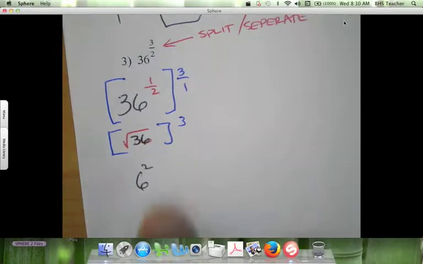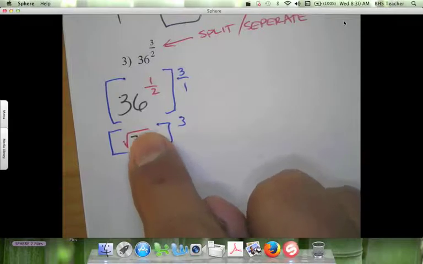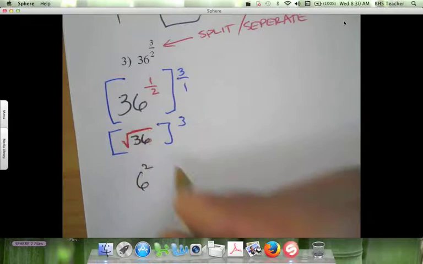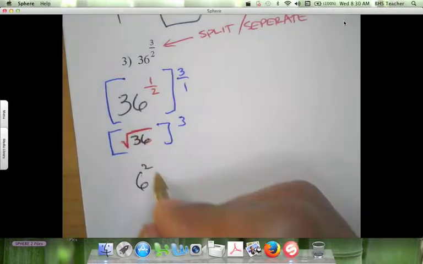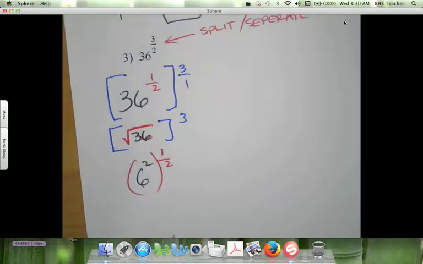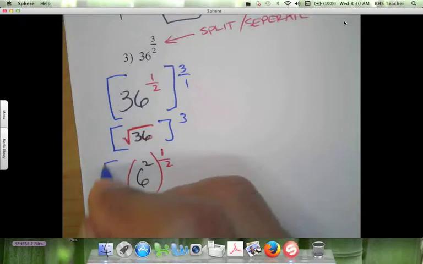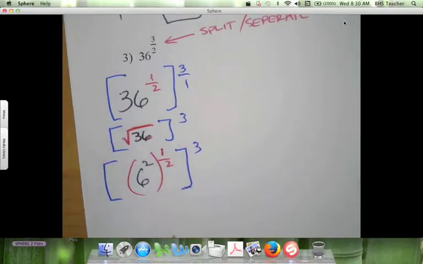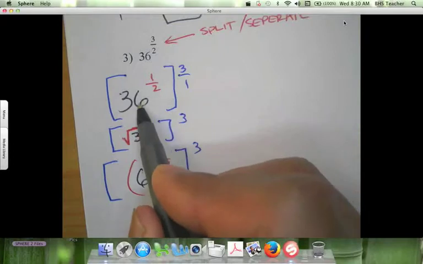The 36 is the 6 squared, but remember this radical, we want to use exponents. You've got to show that it's the exponents and how they're dividing out. And we still got that 3 on the outside. That you're going to leave for last. So this part is your calculator part that's going to help you. But 36 is 6 squared.